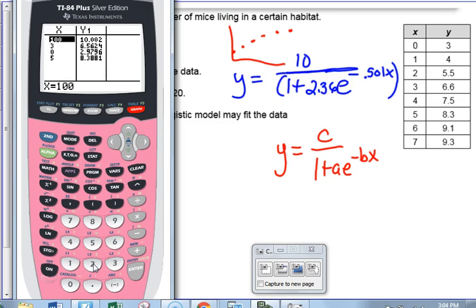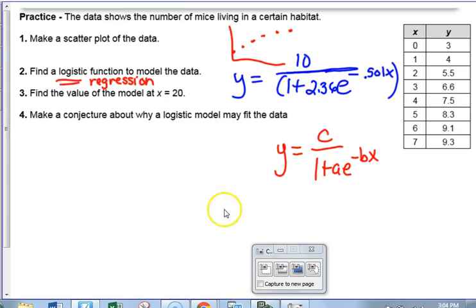Anybody awake? What are we supposed to type in for the predicted? 20. And by 20, it's basically at the max. I got 20 or 10.001. Did you? Okay. So the max. It's maxed out by 20.